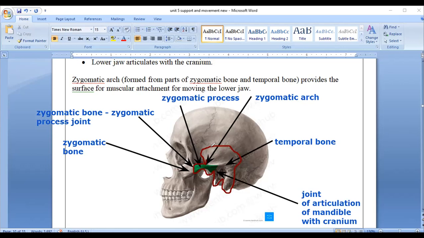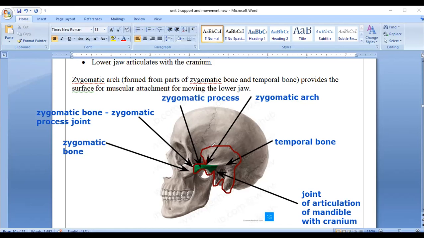Yes, sir. At that moment, is it articulating with the zygomatic bone? No. Sorry. Then it is called zygomatic process. Understood? Yes, sir.